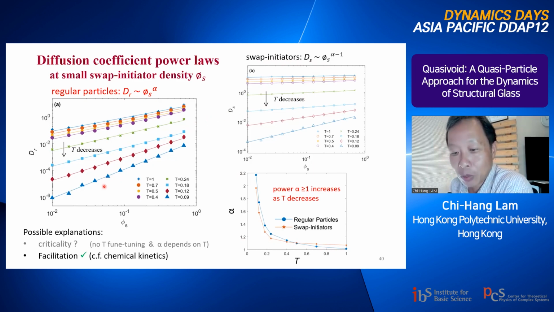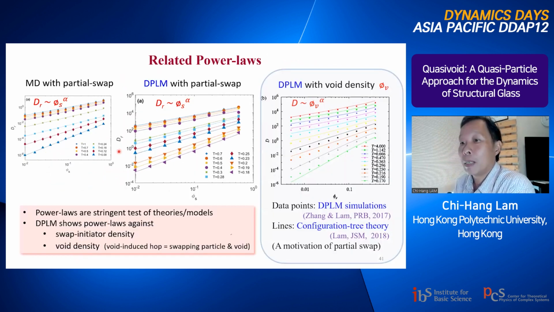So let's come back to this one. Power laws are very important in statistical physics. We think these power laws are not related to criticality. They are related to facilitation, and we will talk more about that. But before that, now this is again the MD result with partial swap we just have looked at. This is different. This is the lattice model result with partial swap.